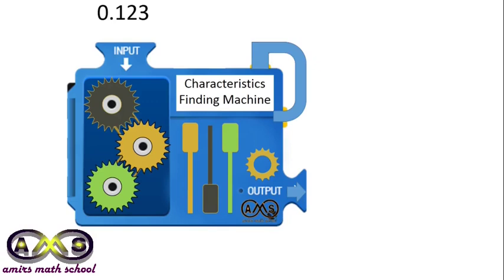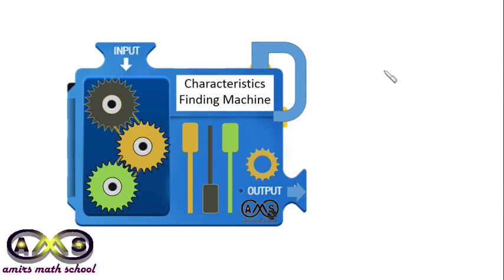I give one number as input for this machine. The machine will find out the characteristics of that number. With the help of those characteristics, we learn the classification of numbers. Let's start today's learning. We take this number 0.123 as input for this characteristics finding machine.